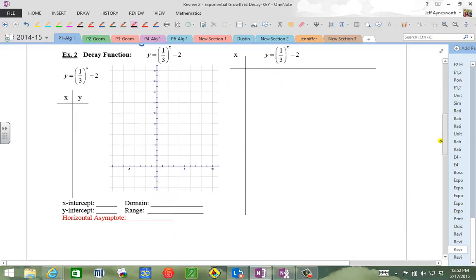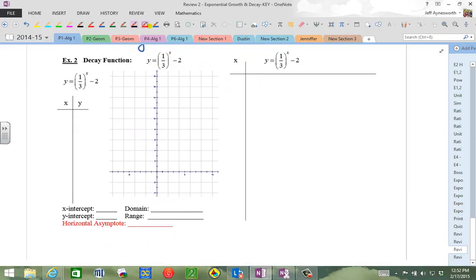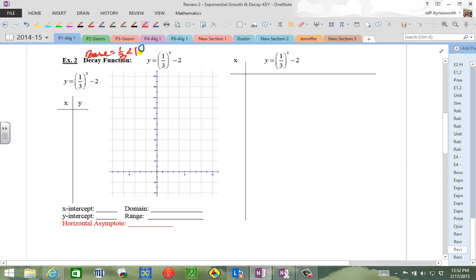Let's take a look at a decay function. Now, a decay function is where the base is less than 1. So here the base is 1/3. Notice that that is less than 1, and you have a decay function. This one looks different. So let's start our domain off at -3 and figure out the range.